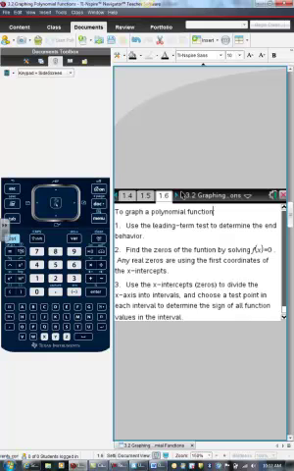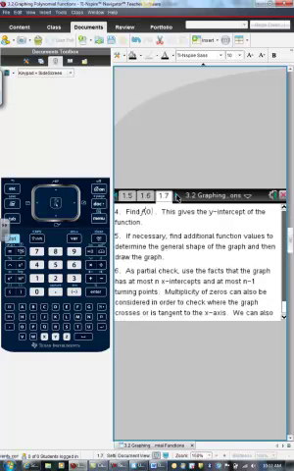We're going to use those x-intercepts to divide the x-axis into intervals, and we're going to choose a test point in each interval to determine the sign of the function value, so determining if it's above or below the x-axis. Then we're going to find f of 0, which gives us the y-intercept. And if necessary, find any additional values to determine the general shape of the graph. And then we're going to draw the graph itself. As a partial check, you can use your calculator to plug that in and see what it looks like. But you do have to be able to do them out by hand.